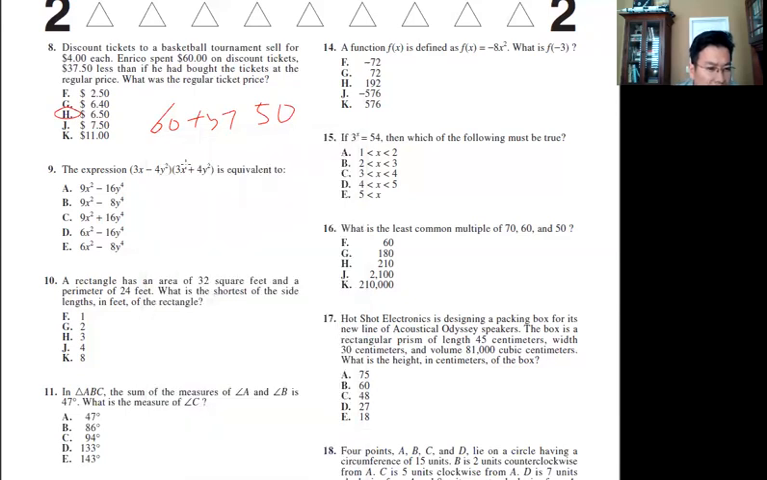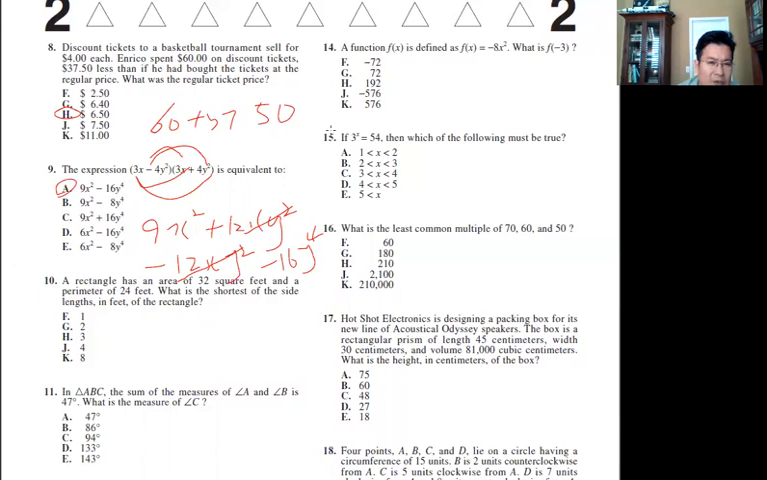Equivalent, you do FOIL one by one. So the first one is 9x squared. Second plus 12xy squared. And then this third one minus 12xy squared, which goes away. And then minus 16y to the fourth. So A.